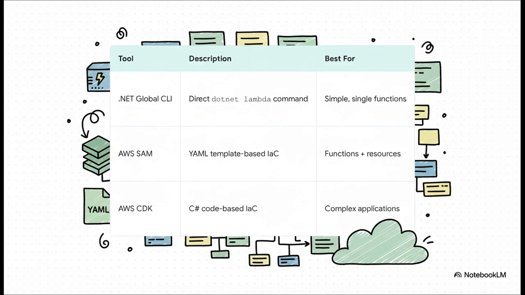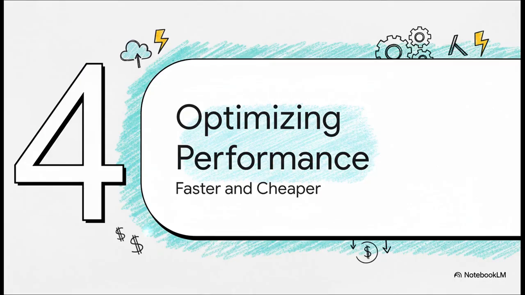But as your project gets bigger and you start needing things like an API gateway or a database, you'll want to reach for an infrastructure as code tool. That could be AWS SAM, where you define everything in YAML, or the AWS CDK, which lets you define your entire cloud stack using C#. How cool is that? All right, our function's live, it's in the cloud, it's running.